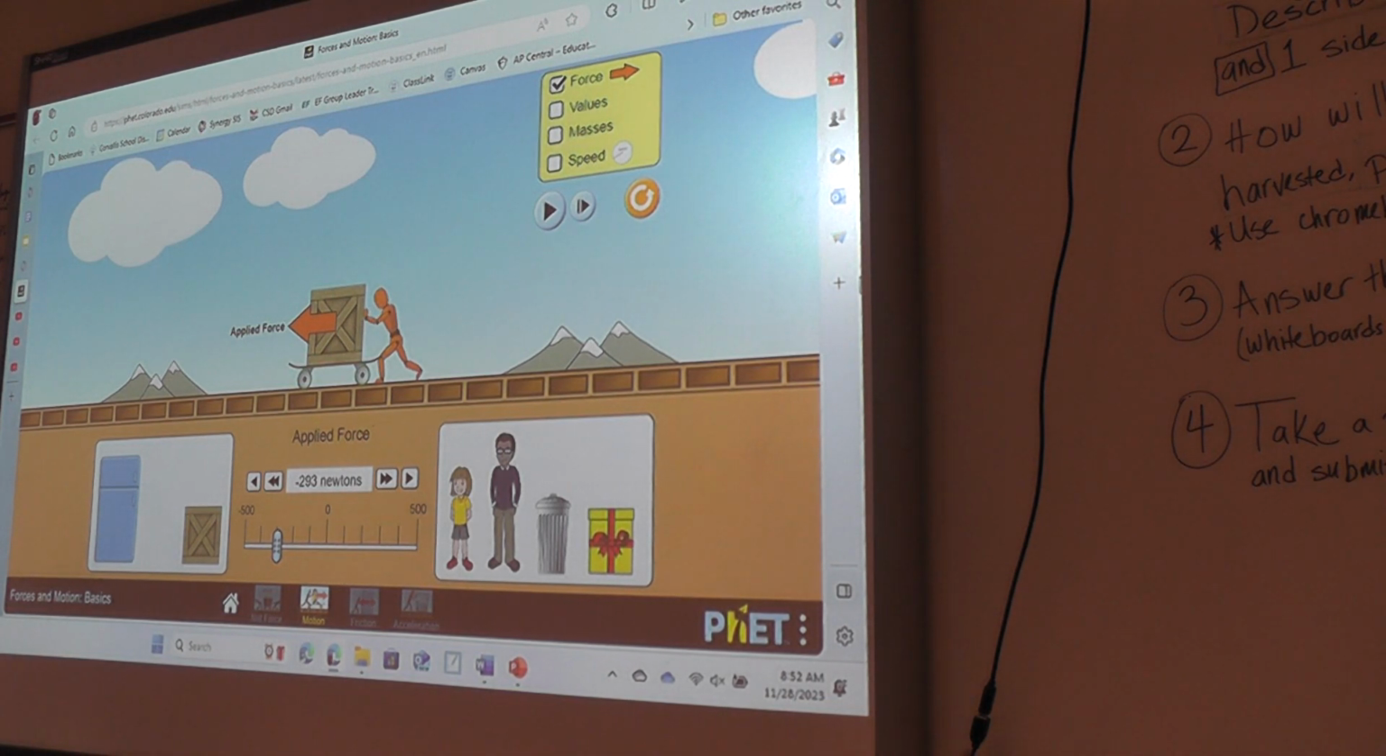What's going on in this picture right here? Well, Newton's first law says that objects that are at rest will stay at rest unless there's an overall force acting upon them. Objects that are in motion will continue to move in the same direction, at the same speed, unless there's an overall force acting upon them. Now, what can we tell about what's going on here?